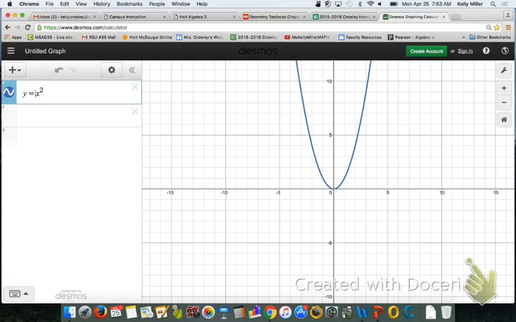We've got the up and down. If I put a 2 in front of the x, what happens to my graph? It's making it skinnier, right? More narrow.